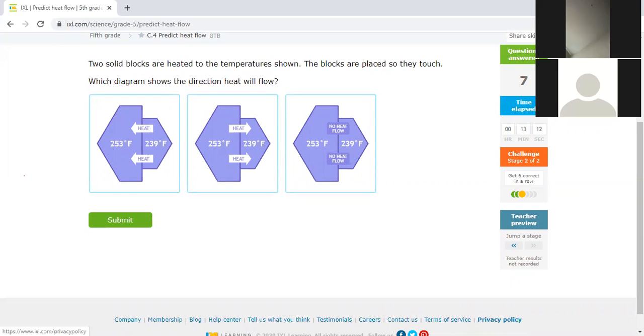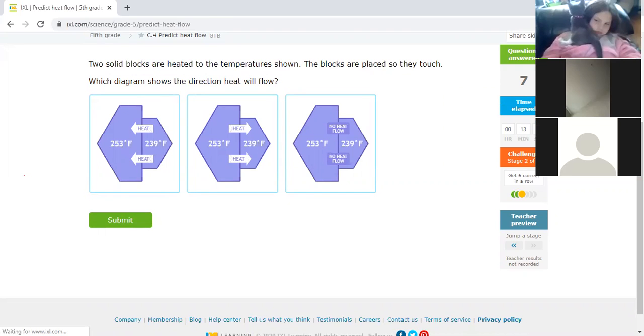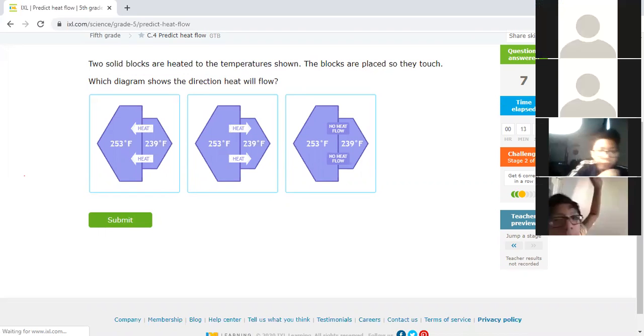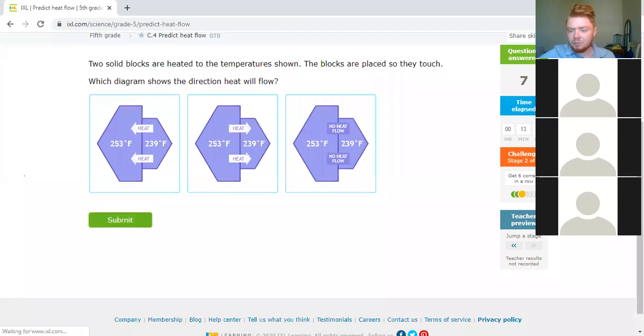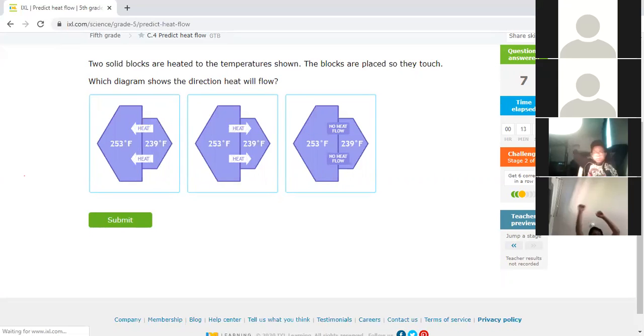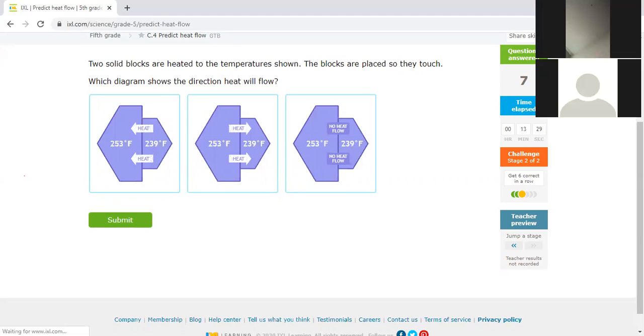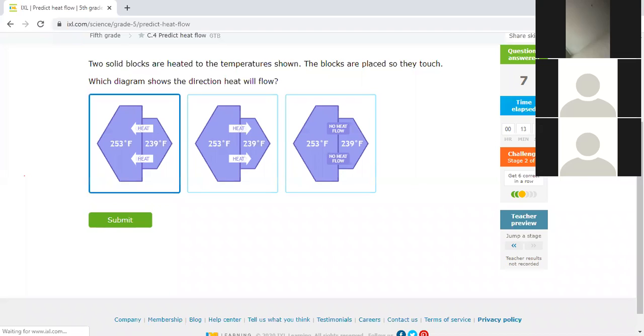All right, guys, heat flow. Where's the heat going? Keep in mind, everyone should participate at least once. I have two people who haven't participated at all. Pooja, what do you think? The first one? Think it's the first one? All right. Yes.